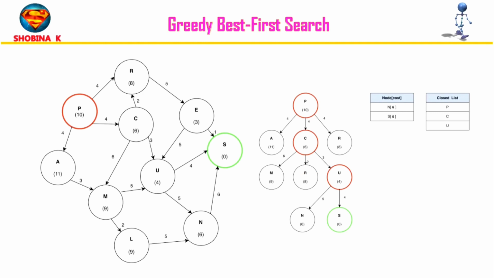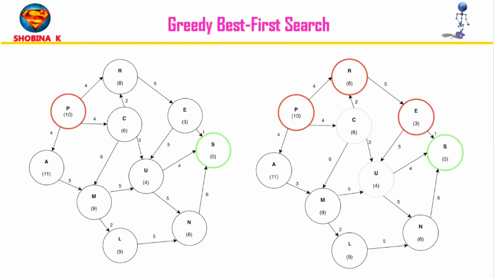Finally, S has the heuristic value of 0 since that is the target node. The total cost for the path from P to C, from C to U, and U to S evaluates to 11. The potential problem with this algorithm is revealed by the path from P to R, R to E, and E to S having the cost of 10, which is lower than the P to C, C to U, and U to S. And this algorithm ignores this path because it does not consider the edge weights.